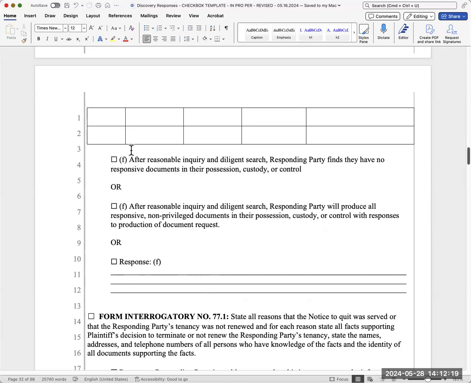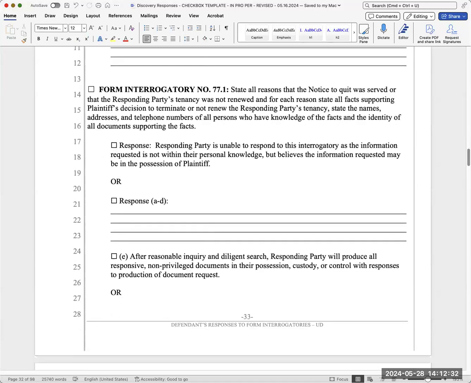If you do have evidence to support, you put that in your binder. That would be like proof of rent payments, maybe communication between the parties, and then any other explanation you put down here. Okay.